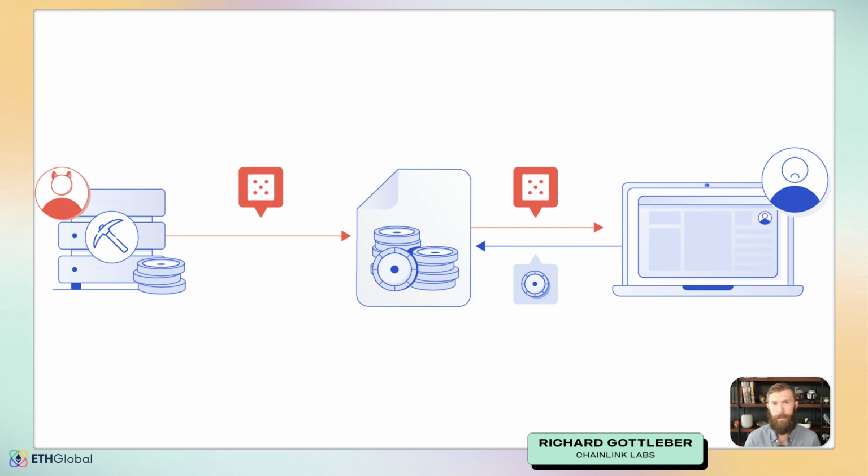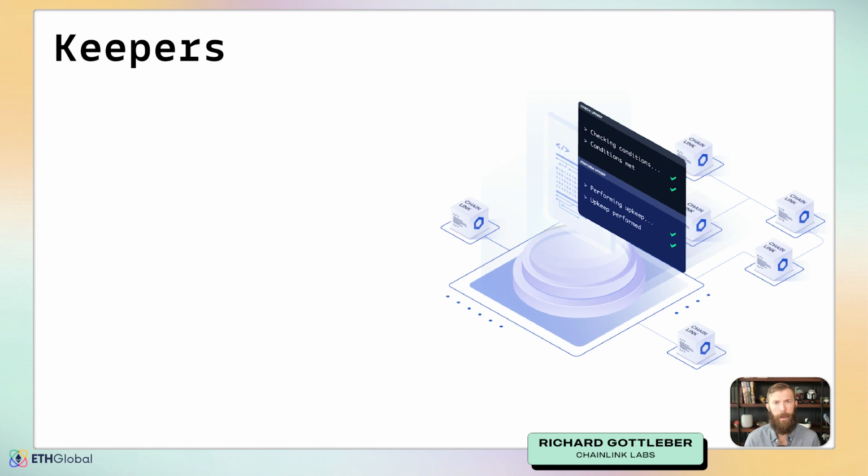Next, let's take a look at keepers. Chainlink keepers are a way to automate smart contracts. We talked earlier about how smart contracts are like Genie from Aladdin. And one other factor about smart contracts is they are exceptionally lazy. They're not going to do anything without an input. Something needs to call a function within a smart contract in order for it to execute. That's where keepers come in.